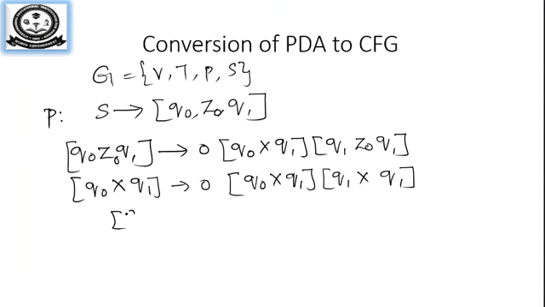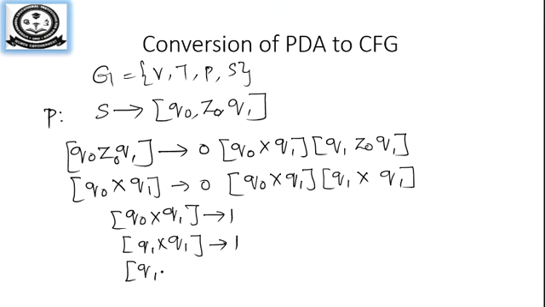Then the other productions you have are q0 x q1, which will give 1, and from state q1, x q1 also will give 1. For q1 x q1, q0 1 x gives 1, q0 x gives q1. This q1 x q1 can be an empty epsilon.